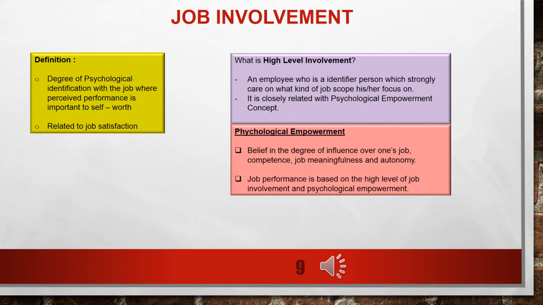What is high-level involvement? High-level involvement is an employee who identifies with the job and strongly cares about the kind of job scope he or she focuses on. It is closely related to the psychological empowerment concept. Do you know what the psychological empowerment concept is? It is the belief in the degree of influence over one's job, competence, job meaningfulness, and autonomy. Job performance is also based on a high level of job involvement and psychological empowerment.